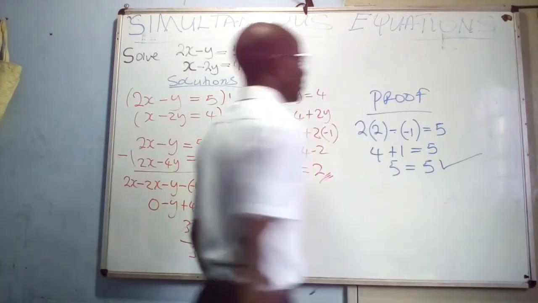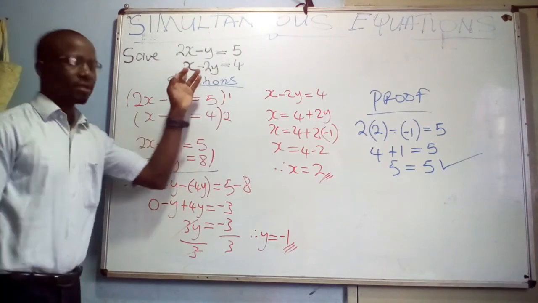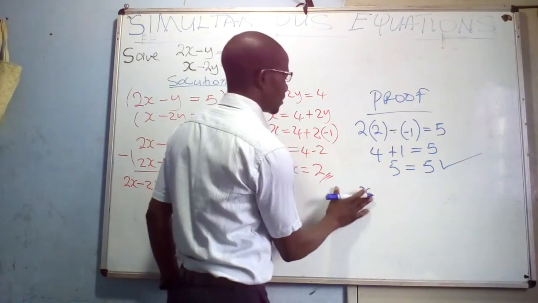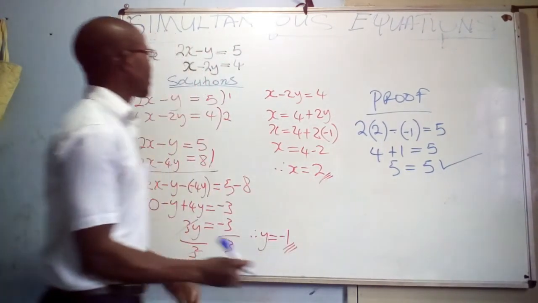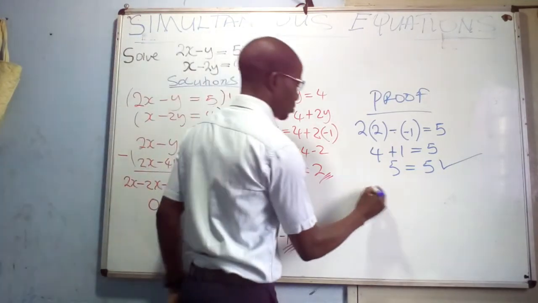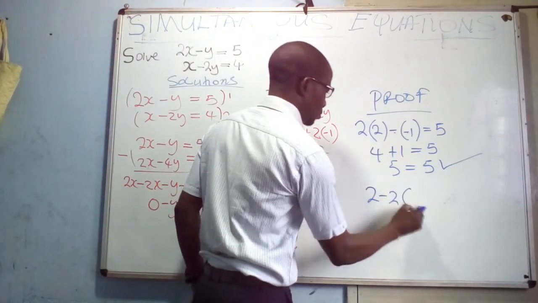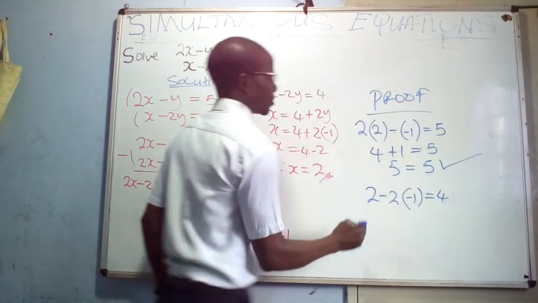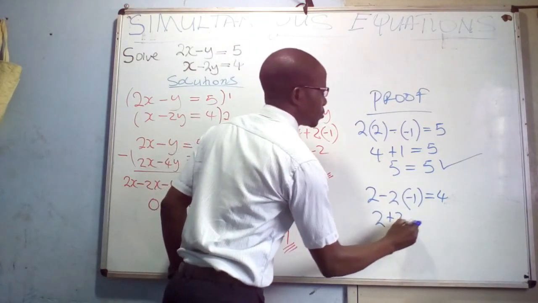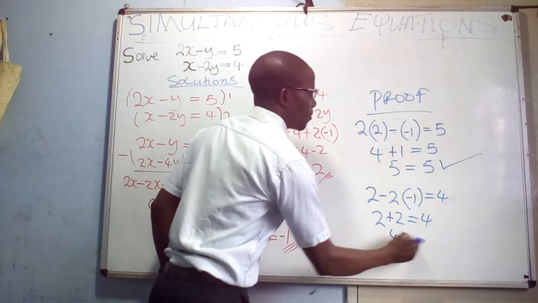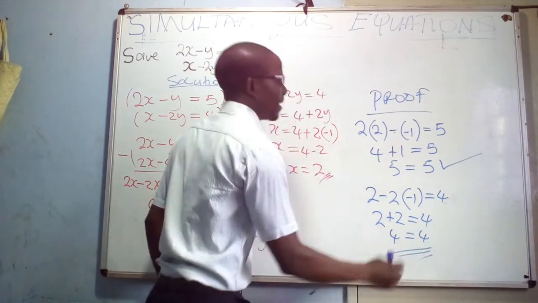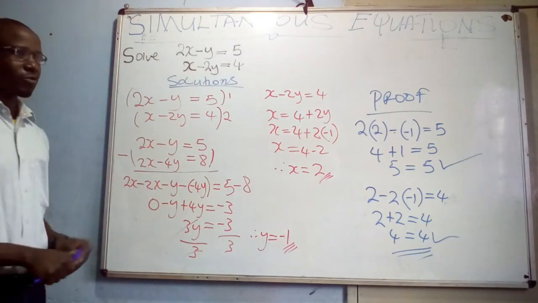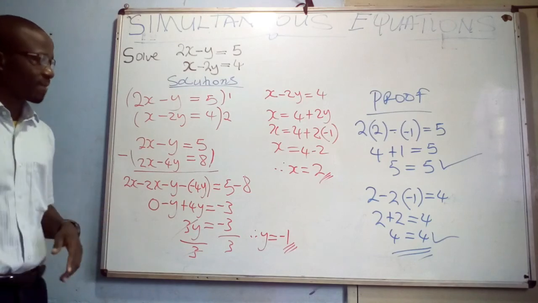So this is proved. You can also use the second equation. You say x, our x in this case is actually 2. So we are saying 2 minus 2 times y. y is negative 1. Then this must be equal to 4. So this will be 2 plus 2 equals 4. 4 equals 4. This balancing also is proved. This is the beauty about simultaneous equations or systems of equations. You can conduct a proof.